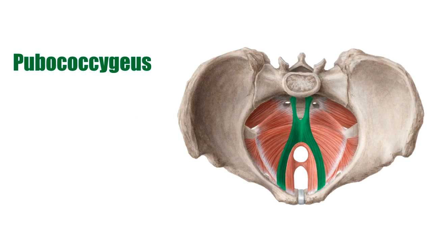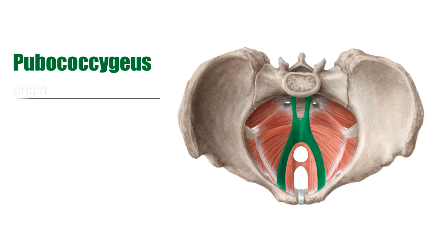This muscle is a hammock-like muscle that is found in both sexes and that forms the floor of the pelvic cavity and supports the pelvic organs as well, as I mentioned before. And it is part of the levator ani group of muscles.